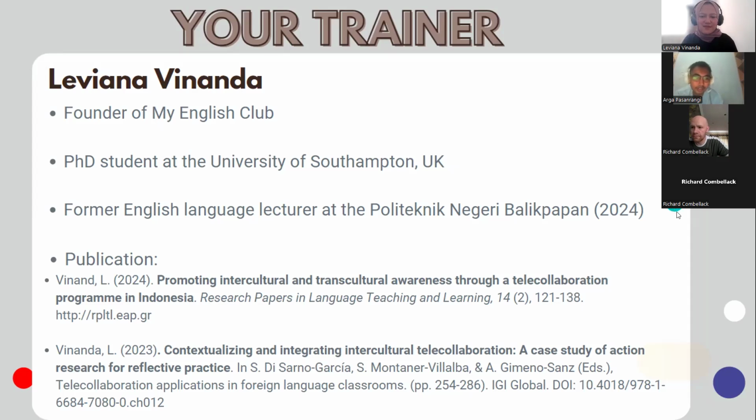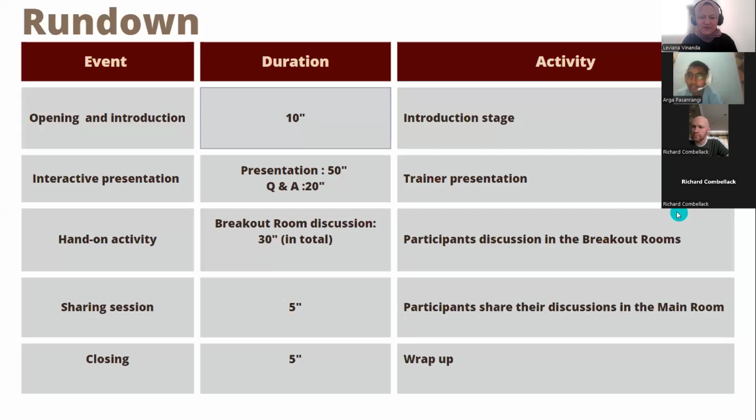Next, here is the rundown of what we're going to have in this meeting. We're going to have an opening, and the activity is more like an introduction stage. Later on, we continue to the interactive presentation given by the presenter herself, which is going to be around 50 minutes, and we have also question and answer for 20 minutes. Later on, we continue to the hands-on activity.